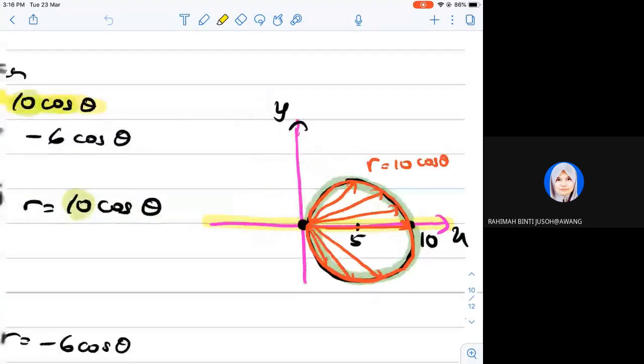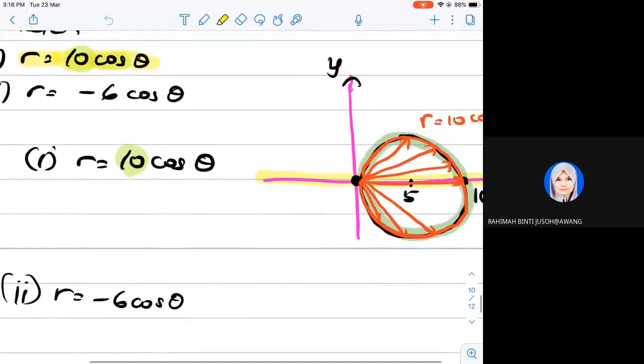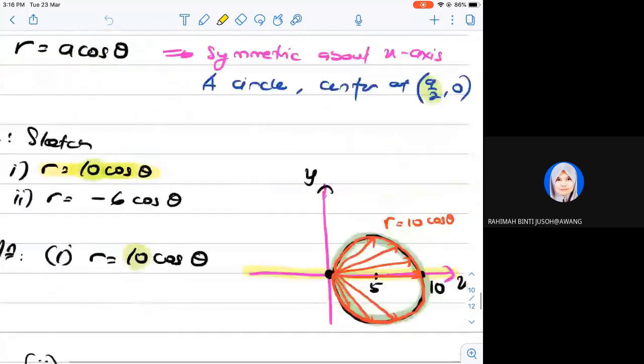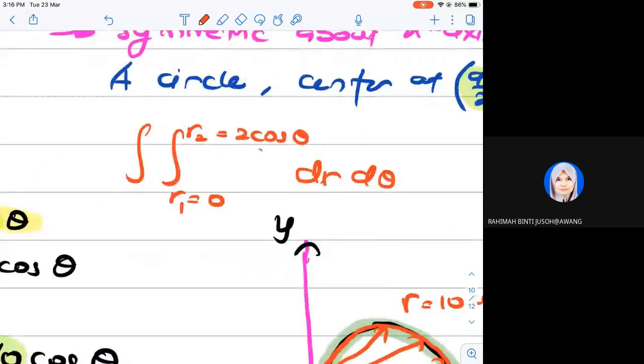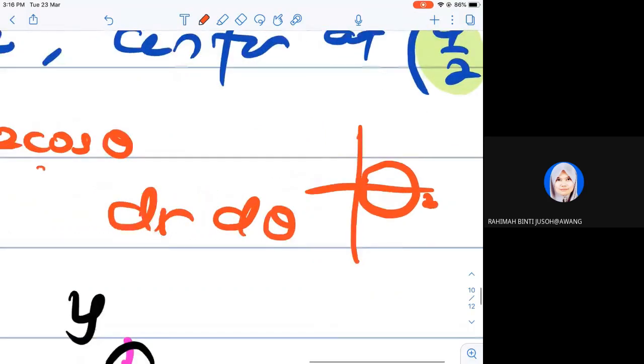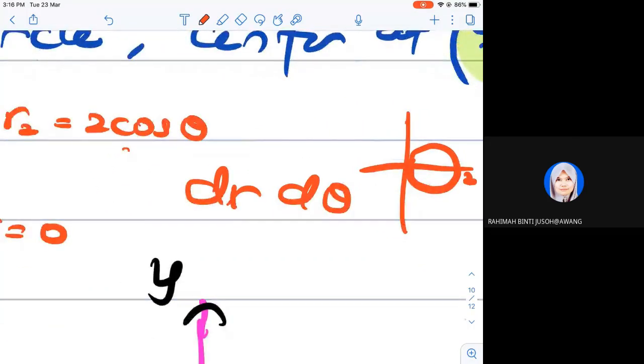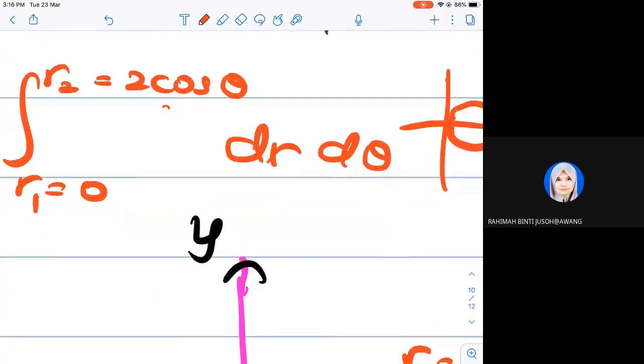In chapter 4 later, when you have to calculate the area, guys, there are limits. For example, I give the limits for R: R1 equals 0, R2 equals 2 cos theta. There will be limits of integration, dr d theta. If you draw 2 cos theta, it should look like this, here is 2, right? If you answer that your radius is 1, that is wrong. Your radius must be 2 cos theta.